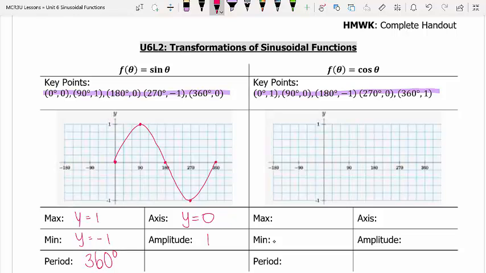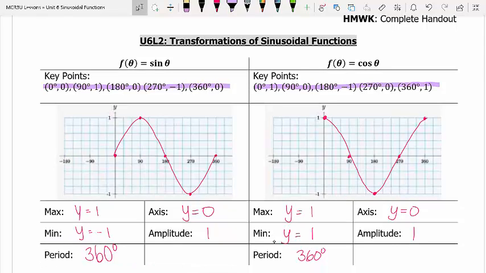Let's look at the cosine function and graph it. There is the graph of the cosine function. Its maximum value is at y equals 1. Its minimum value is at y equals negative 1. Its period is 360 degrees. Its axis is at y equals 0. And its amplitude is also 1. So these are what we call the base graphs of the sine and cosine function.